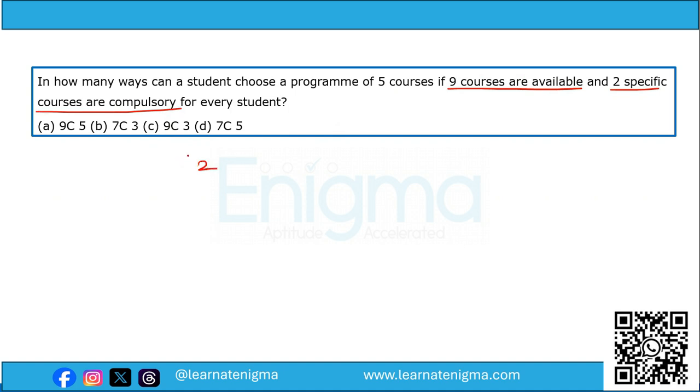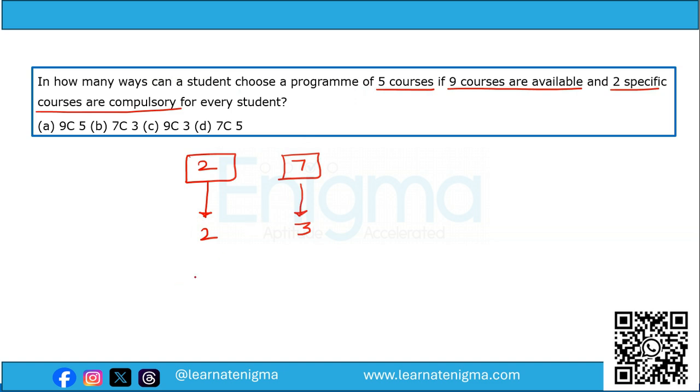So, 2 specific courses are compulsory. That means they have to be selected. And out of the remaining 7 courses, now we have to select the courses. Now the student has to choose a program of 5 courses. 2 are already selected. That means he has to choose 3 from the remaining 7 courses.